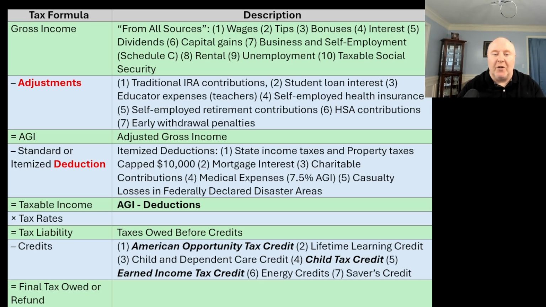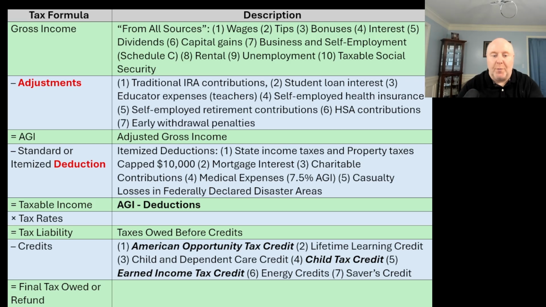And here's some of our typical adjustments. Traditional IRA contributions are going to be in there. Student loan interest is a big one. That's included in there. K through 12 educators, you have one in there, right? It's not a very big above the line deduction or adjustment, but you do have one in there. Self-employment health insurance, that's going to be in there. Self-employed retirement contributions, HSA contributions. So all those things are going to be considered adjustments. They're above the line deductions, and it's reducing our taxable income.